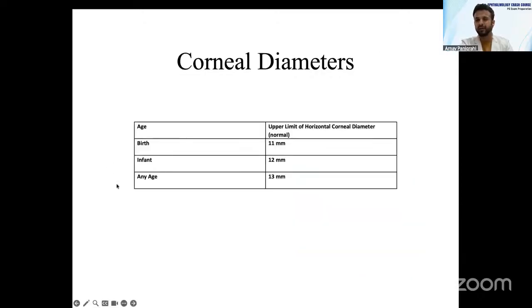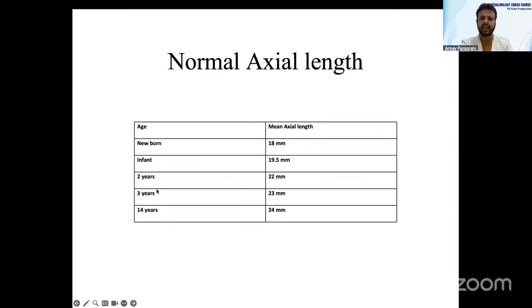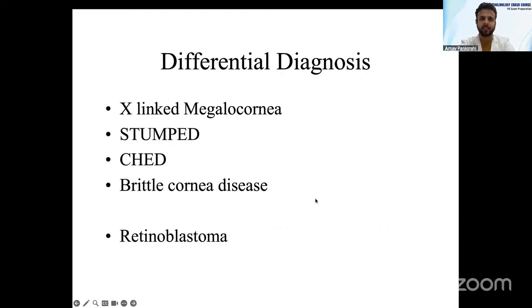Now, the definition of corneal diameters: any corneal diameter which is more than 11 at birth is pathogenic. 12 millimeter under 1 year of age is pathogenic. And if the corneal diameter is 13 or more, it's pathogenic. So this is the definition of buphthalmos as per age. The axial length also tends to increase. The initial increase in axial length is quite a lot, and the axial length increases to the adult level by 3 to 5 years of age, after which there's very insignificant further increase.